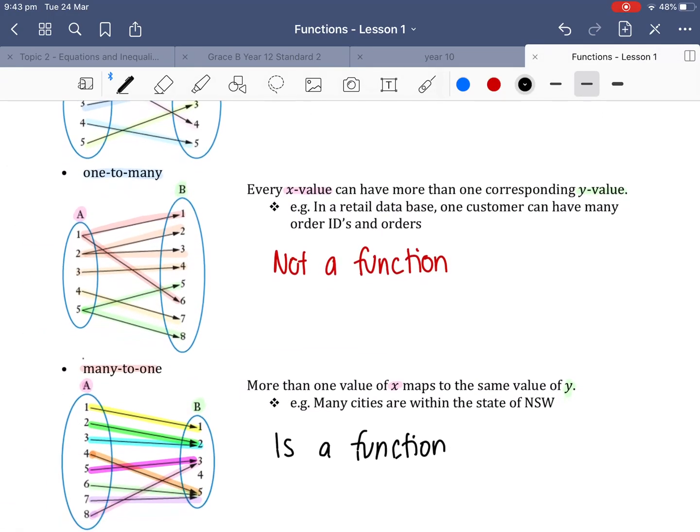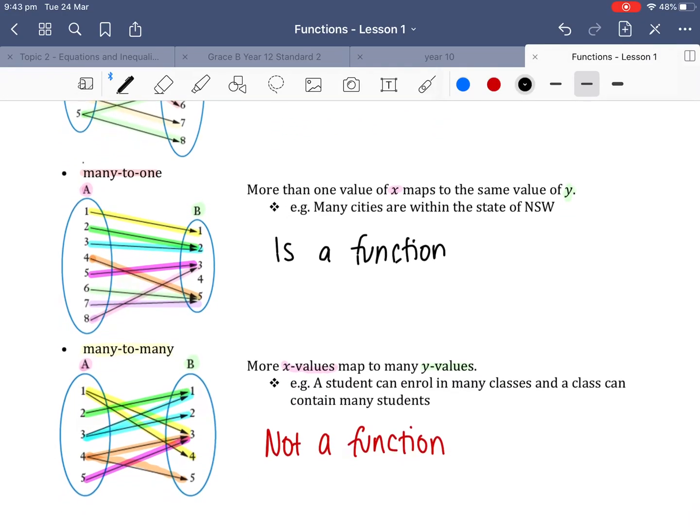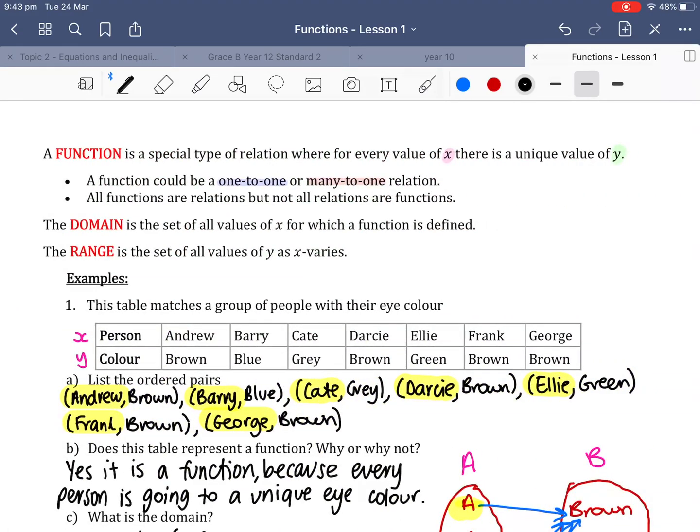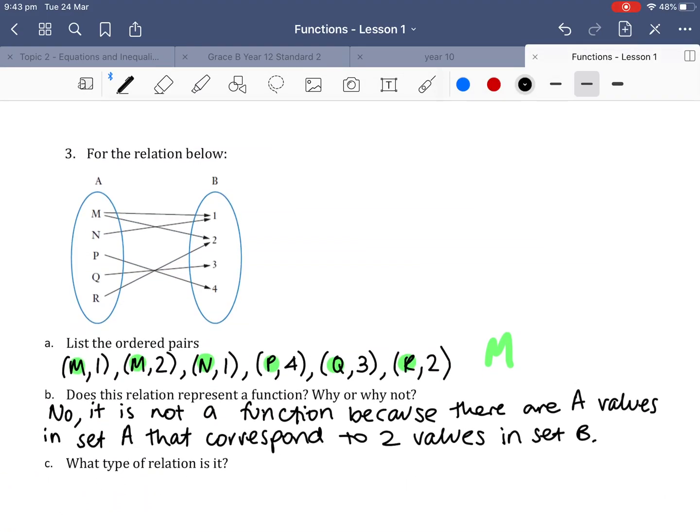So if we flip back, the only types of relations we have that aren't a function are one to many or many to many. So in this case, if we have a look, it is going to be many to many. This is because we have M and R both correspond with the same value, as well as M going to 2 different values. So our case is going to be many to many.